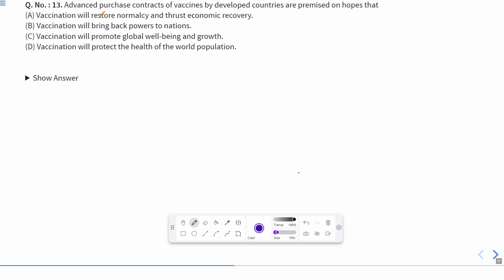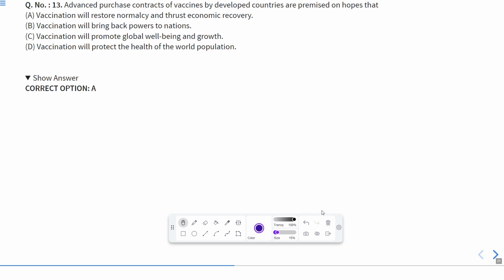Okay, vaccination will restore normalcy and thus economic recovery. Vaccination will bring back peace to nations. Vaccination will promote global well-being and growth. Vaccination will protect the health of the world population. No, it was written directly in that line that it was expected that vaccination will restore normalcy and thus fuel economic recovery. Therefore, the correct answer to this question is A. Okay, this is directly given in the passage.